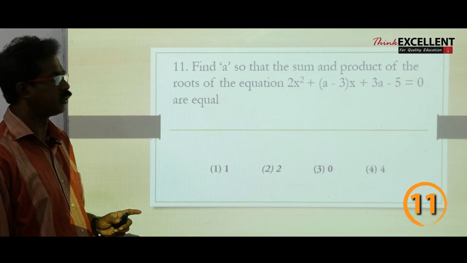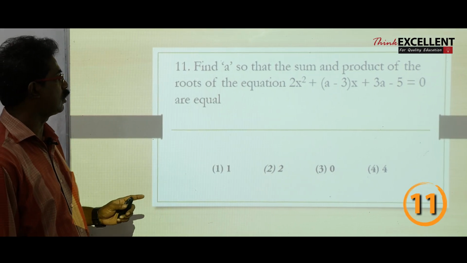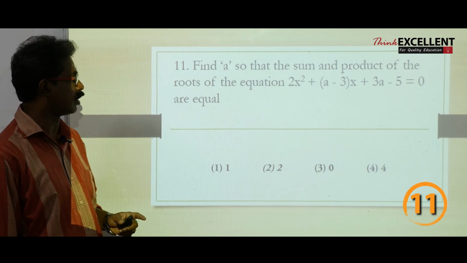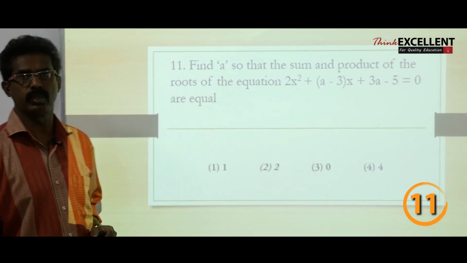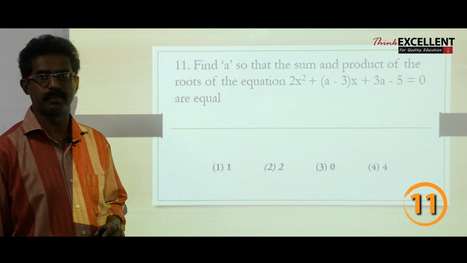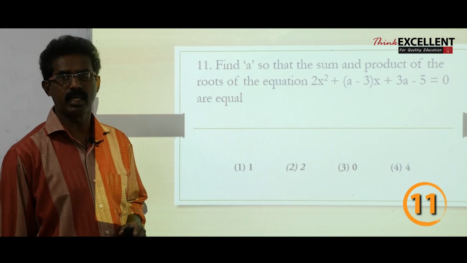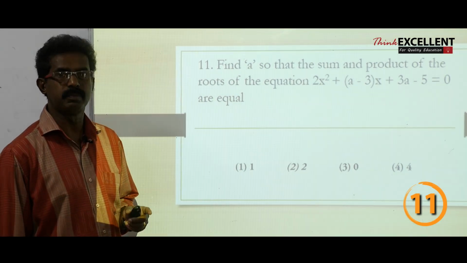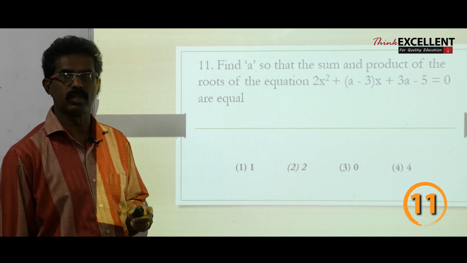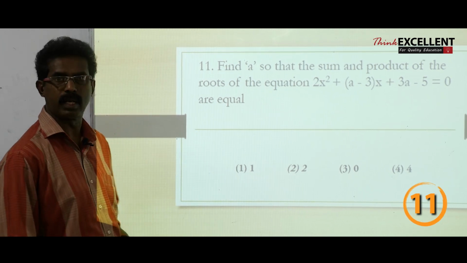Find a so that the sum and product of the roots of this equation are equal. A quadratic equation is given, and you know the formula for the sum. Suppose the roots are alpha and beta. Sum of the roots is equal to minus b by a and product of the roots is equal to c by a. That result only we are going to apply here.